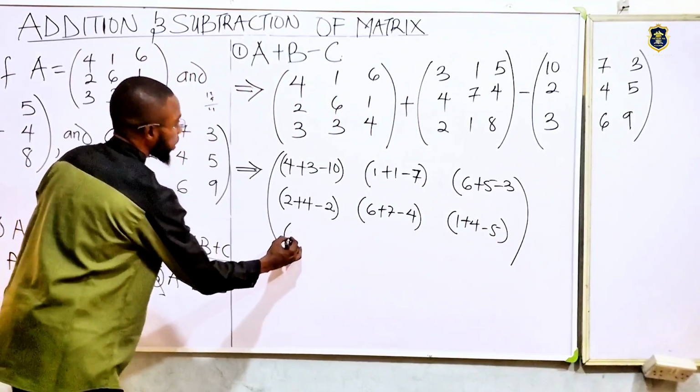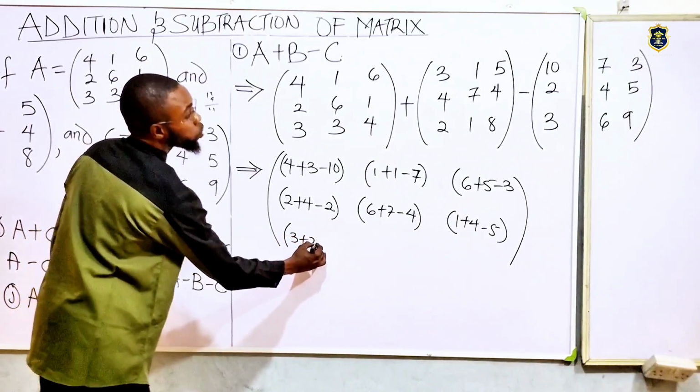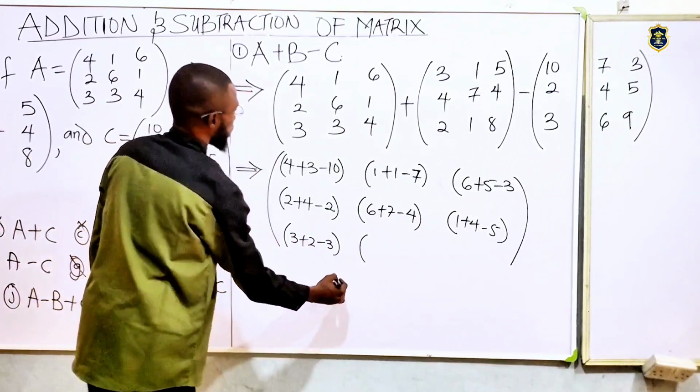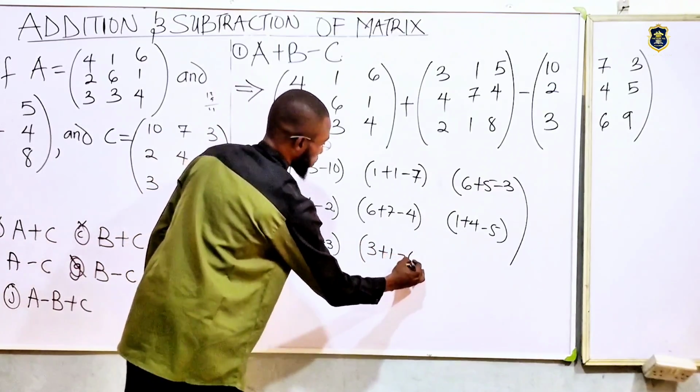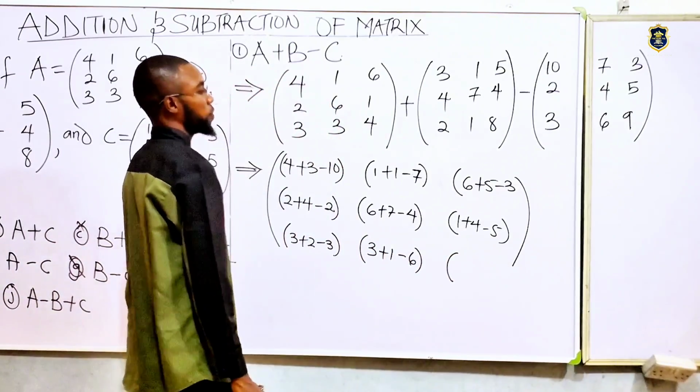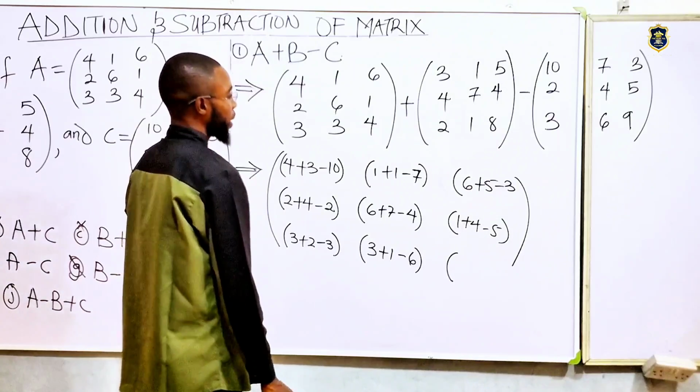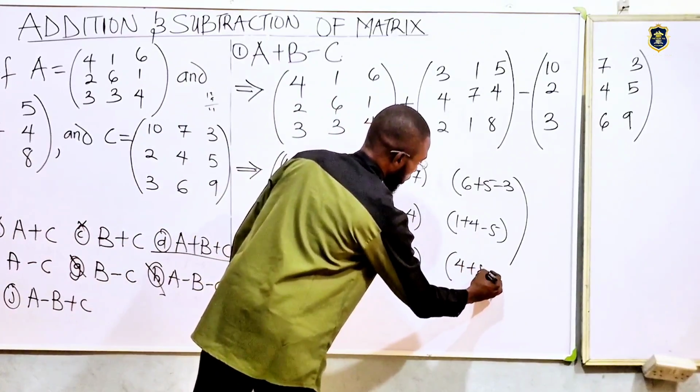Let's look at the last. The third one, we have 3 plus 2 minus 3. And then 3 plus 1 minus 6. And then we have 4 plus 8 minus 9.